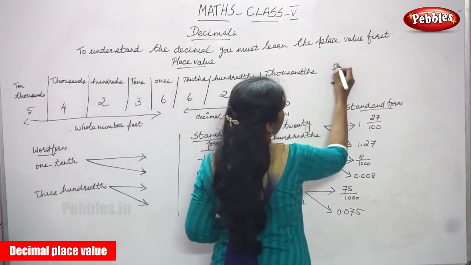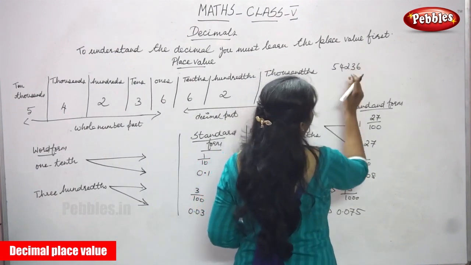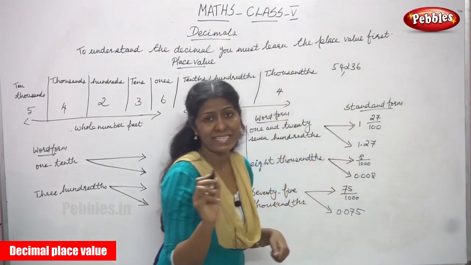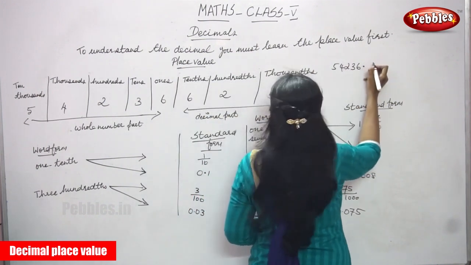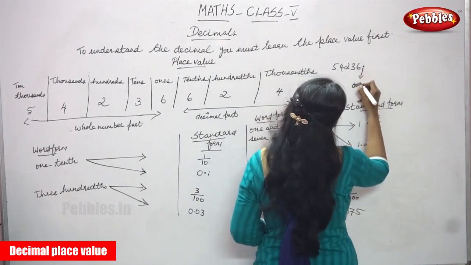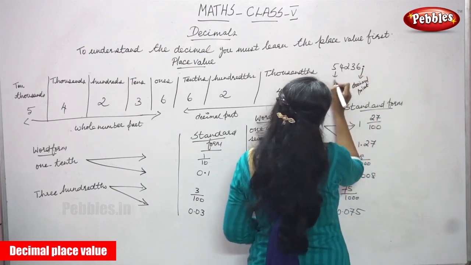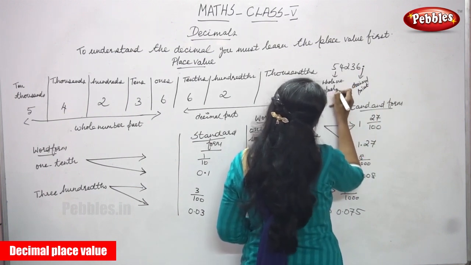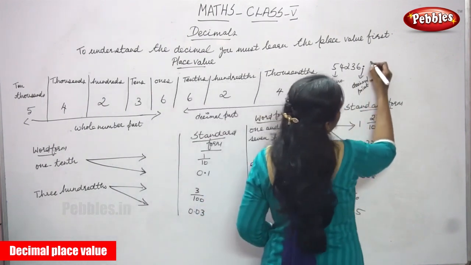See, look at this number: 5, 4, 2, 3, and 6. That is ones, tens, hundreds, thousands, ten thousands. So 54,236. This is the whole number part, and after that you must put a point. This point is called the decimal point. And this is called the whole number part. The remaining is 6, 2, 4.